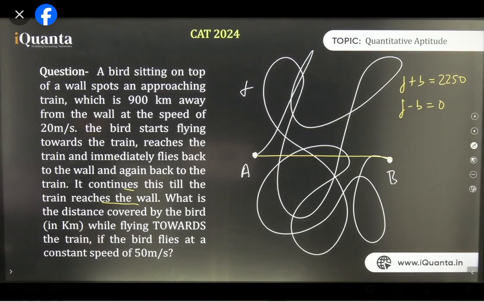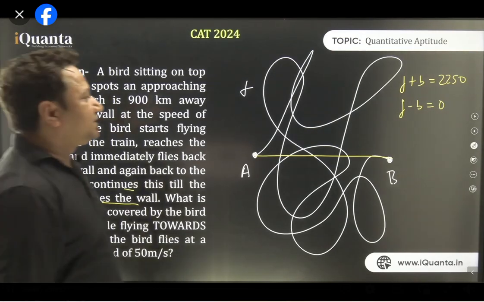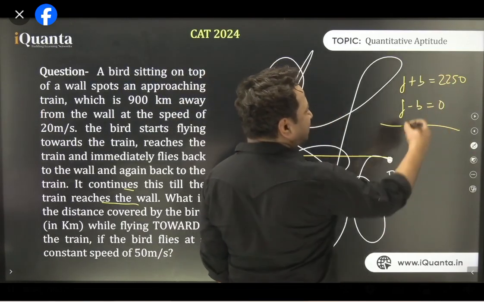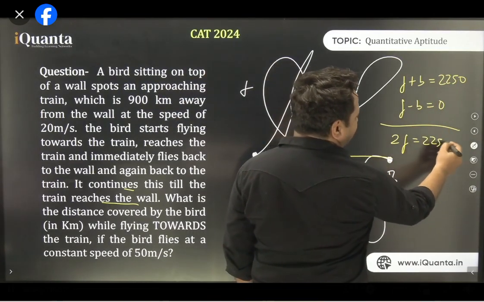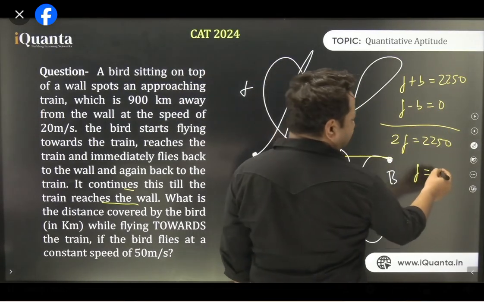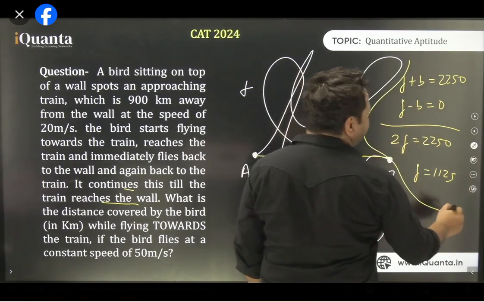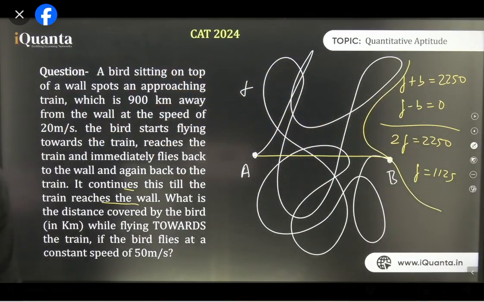Perfect. Now everybody is sure. 0 ही correct होगा, बिल्कुल सही. And we have to find the forward. So let us add these two. We get 2F equal to 2250, and then F becomes half of it, that is 1125. By the way, F is 1125. But would it always be half of the total distance? Don't skip, Arnab. Is it clear to everyone?